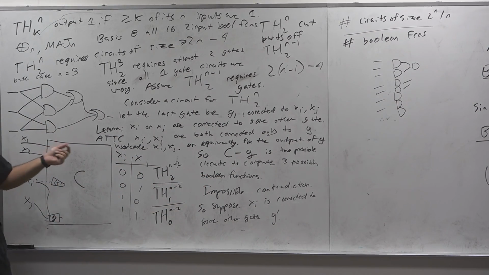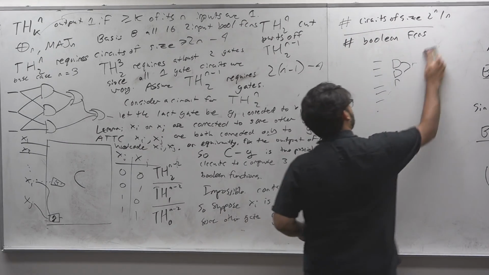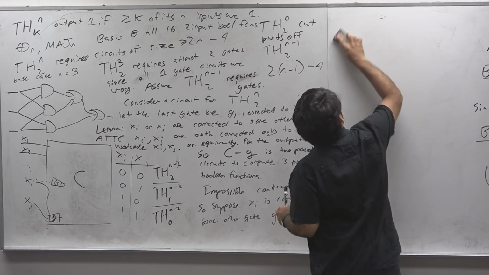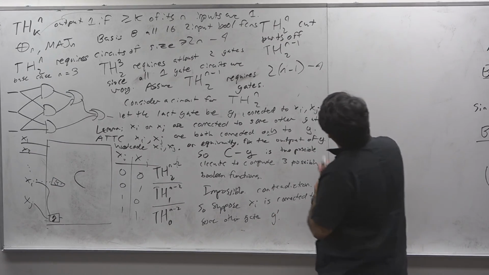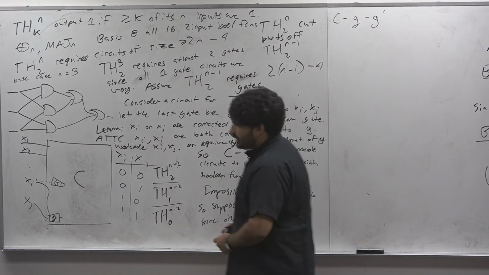So we may assume that both xi and xj are not connected only to this gate G. One of them's got to be wired somewhere else. So let's just suppose xi is connected to some gate G prime. We can assume that now by our lemma. Questions so far on just this lemma we've proven? Okay. What does C minus G prime compute? Let's take a second on that.